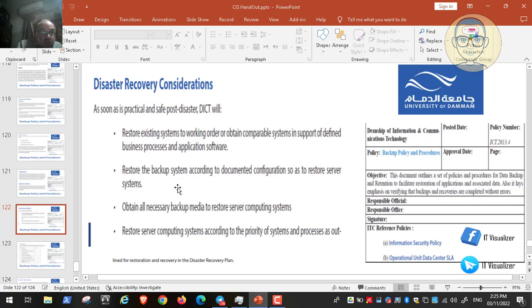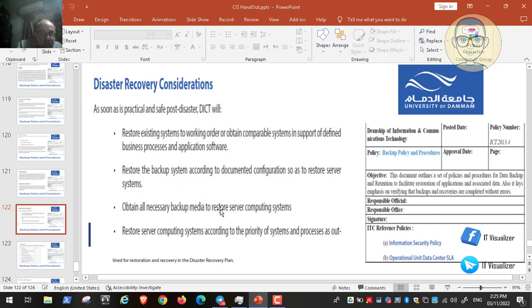Restore the backup system according to documented configuration so as to restore server systems. You should have a configuration first and you back up this configuration, and when you restore, you restore according to this backup. So for example, you have a financial system and you back up the configuration of the financial system. You should restore it later, and you should also have a documentation of this configuration.